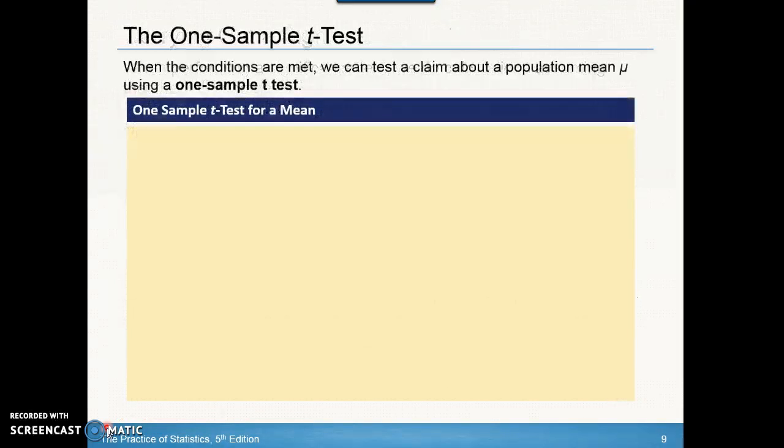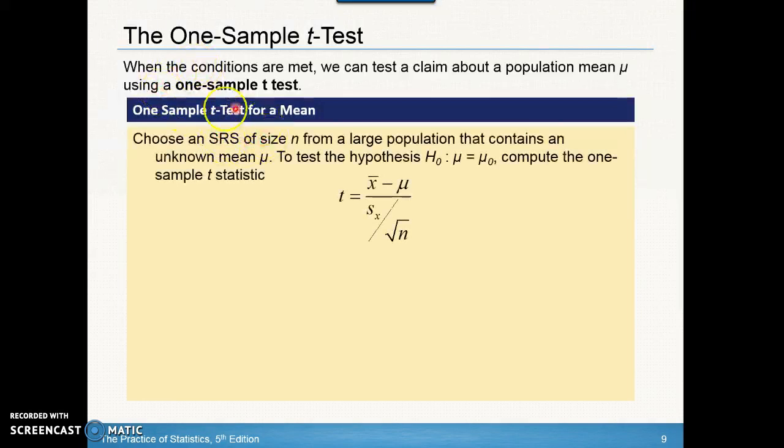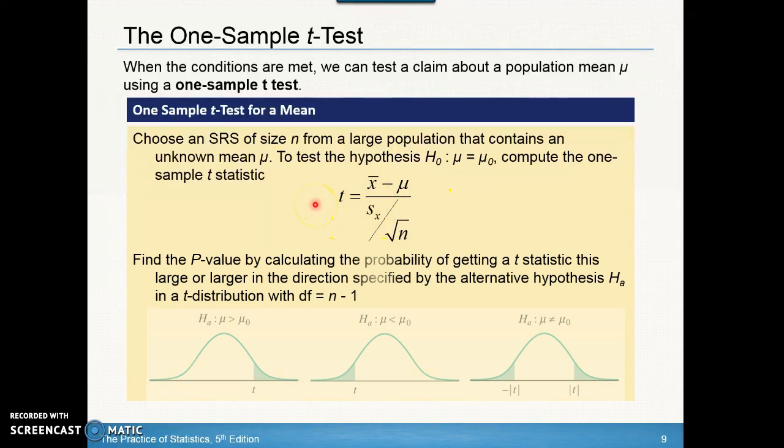When the conditions are met, we can test our claim about a population mean using a one-sample t-test. To make sure we have an SRS, the population has an unknown mean mu, and we're testing the hypothesis. We're using the one-sample t-statistic: we take our sample mean, see how far away it is from the hypothesized mean, and divide by the sample standard deviation over the square root of n. Remember, the p-value is the probability that you get this t-statistic or one more extreme, as stated by the alternative hypothesis. It's important to state the degrees of freedom so we know exactly what t-distribution we're looking at.